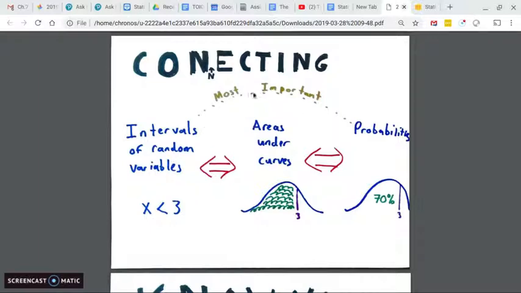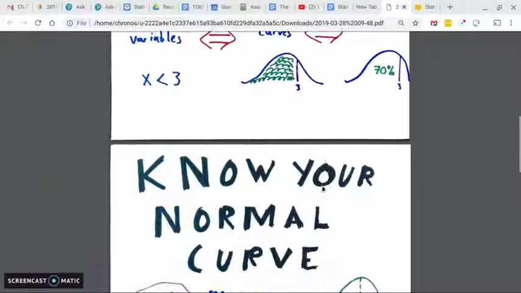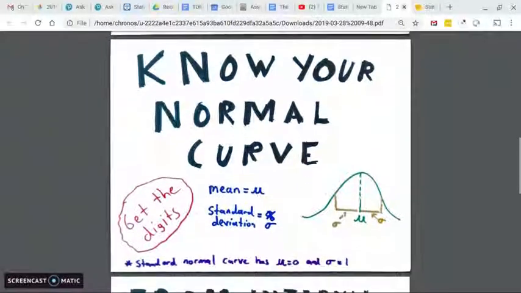And you see I have in gold here that this is the most important. The area is kind of nice to help you visualize it, but the real thing is to understand how intervals of random variables connect to probabilities through the normal curve. Okay. And whenever you're doing problems, you have to know which normal curve you're dealing with, because there are so many different normal curves. But every normal curve is determined by the mean and the standard deviation. So if you know those two things, you know exactly which normal curve you're talking about.